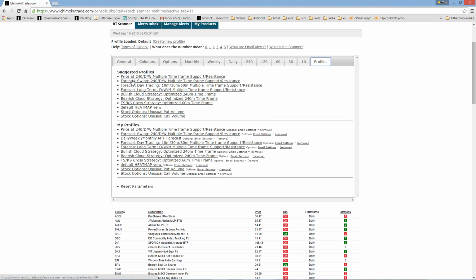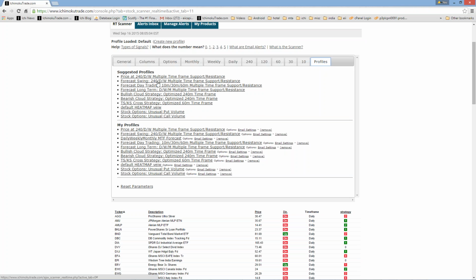Forecasting means it's finding these multiple time frame support resistances, but price is not there yet. You're going to wait for it to come there. That means you've got time for it to get there. That's why I put the word forecast in all these. This one looks for MTF on a 240, daily, weekly. The day trading one looks for the same support resistance on a 10-minute, 30-minute, and 60-minute. The long term looks for the same support resistance on the daily, weekly, monthly.